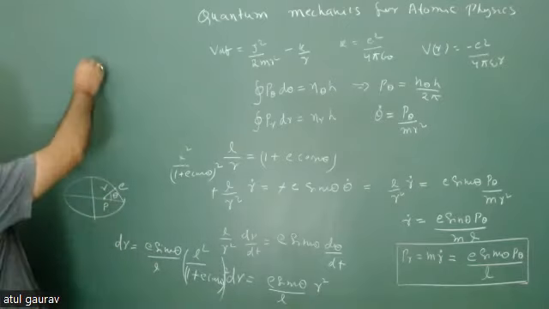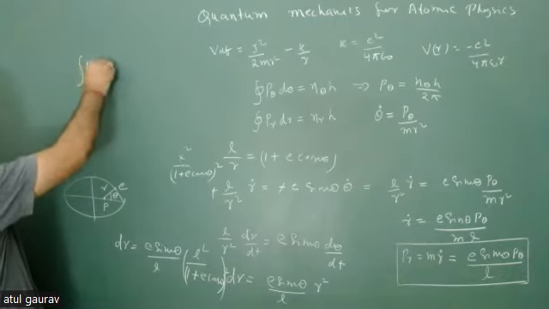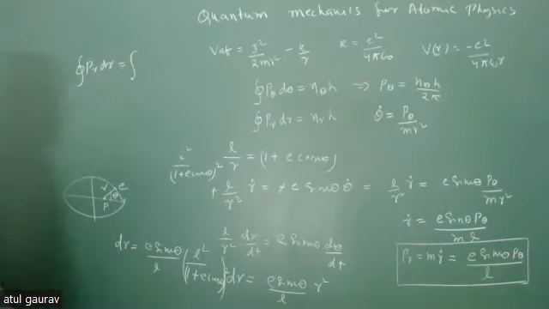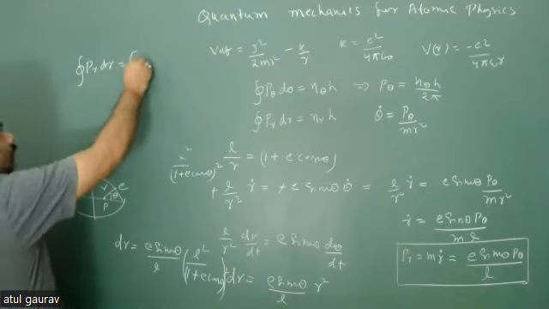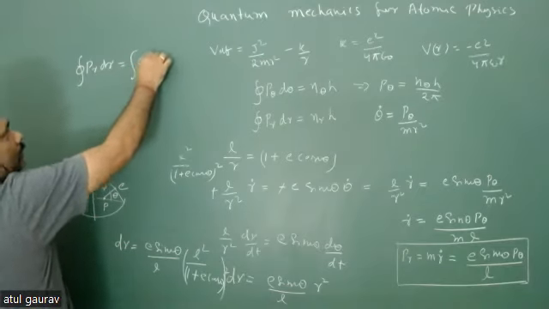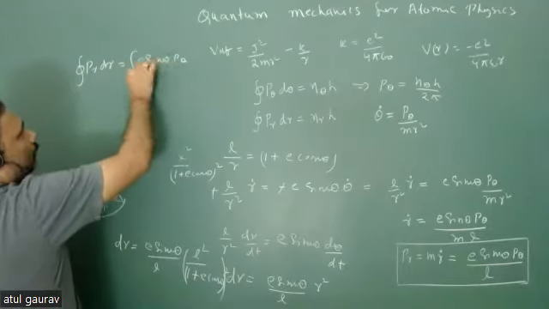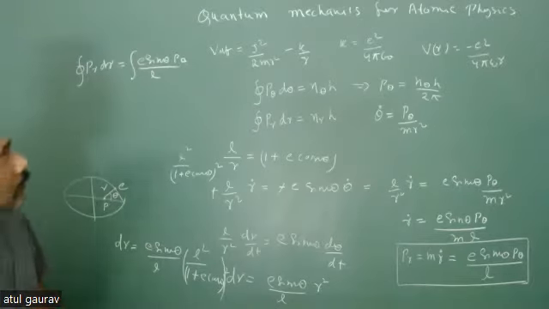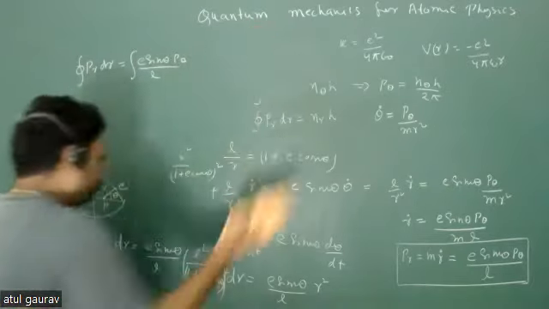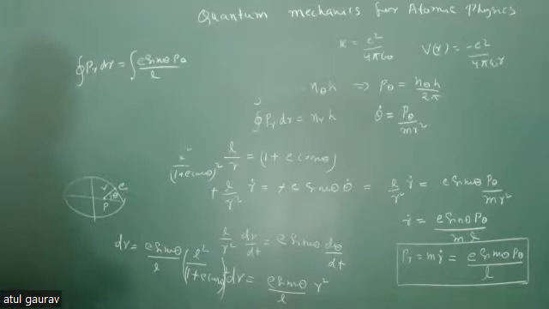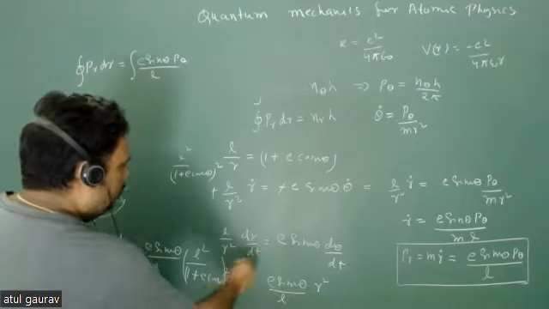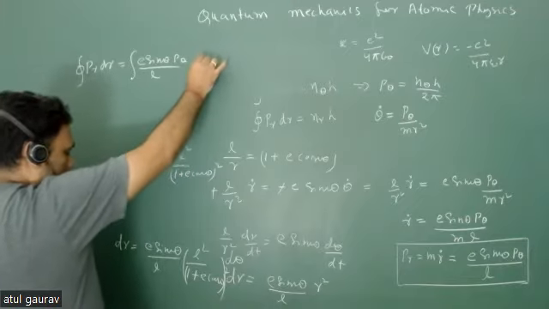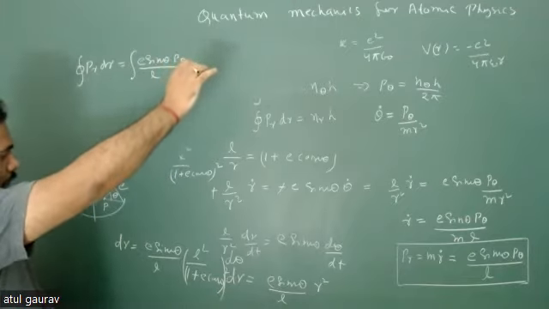Now when you go for the closed curve integral of PR dr, in place of PR what do we write? E sin theta P theta by L, that is M R dot. E sin theta P theta upon L, and in place of dr what do we write? Just dr, d theta will also come, right? Yes, d theta will also be there. Let me write this. So this value is equal to what? sin theta by L.